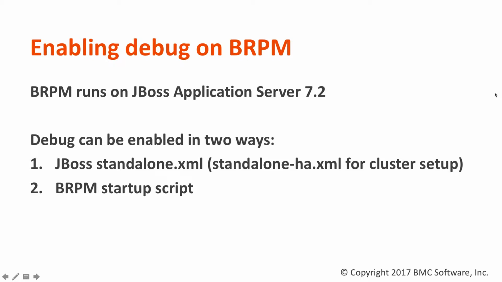It can be done in two ways. First one by editing the standalone.xml file in JBoss configuration. And in case of a cluster setup, it will be standalone-ha.xml file. The second option is to add the debug argument to the BRPM startup script. Now let me show you this in my setup.